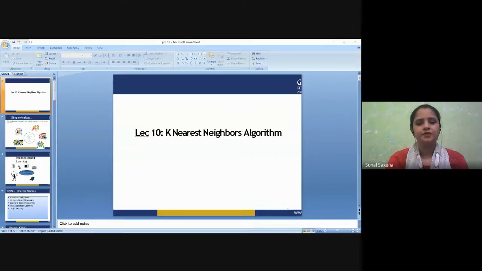First of all, let us understand what exactly the K nearest neighbor algorithm is. In statistics, the K nearest neighbor algorithm is a non-parametric classification method which was first developed by Evelyn Fix and Joseph Hodges in 1951, and later it was expanded by Thomas Cover. It is used for both classification and regression.